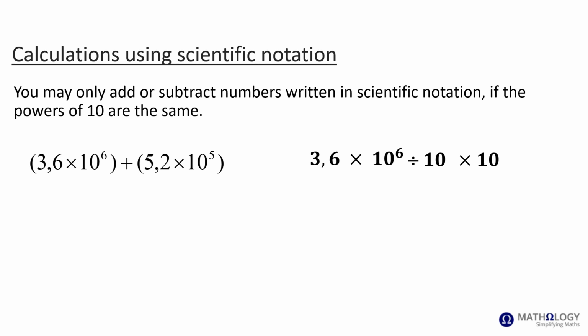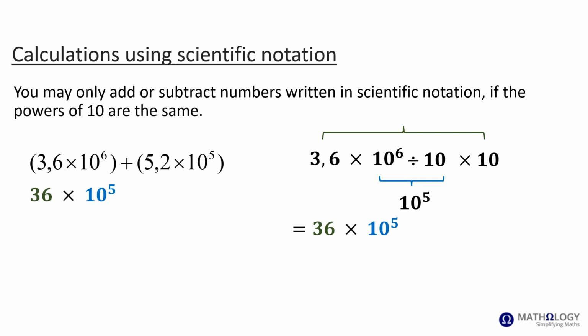So, 10 to the 6 divided by 10 equals 10 to the 5. And 3.6 times 10 equals 36. 3.6 times 10 to the 6 therefore equals 36 times 10 to the 5. And now that the powers of 10 for the two numbers are the same, we can add the numbers. So, we add 36 and 5.2, which equals 41.2, and then multiply by 10 to the 5.